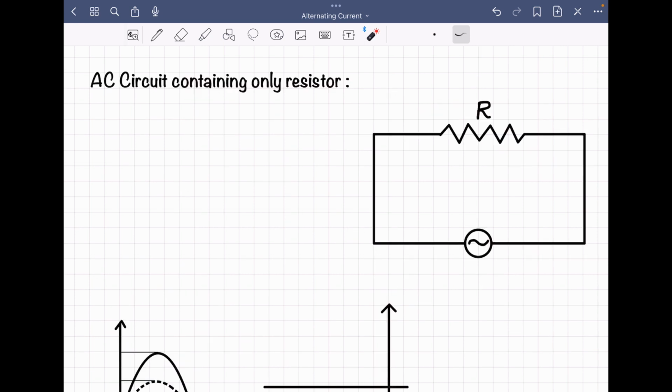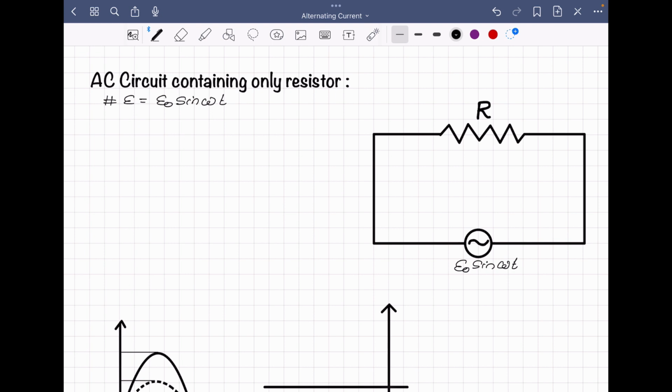Then in an AC circuit containing only a resistor, as here we have an AC circuit, that means we have to give the AC input. AC input means here we can write E equal to E naught sin omega t. Yes or no? This input is our E naught sin omega t. Okay, this is our input EMF. Yes or no?